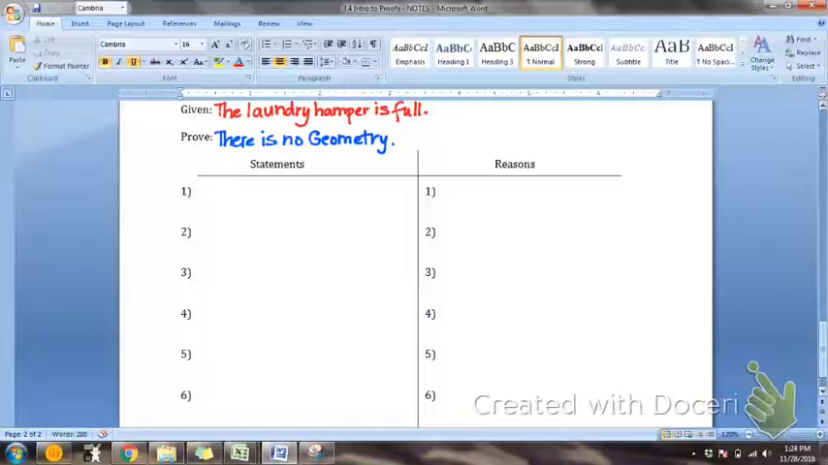Okay, we need to draw a diagram. What do we always draw a diagram of? The given or the prove? You guys remember? Look back. The given, right? So the laundry hamper is full. Yes, I want you to try to draw a picture of what that looks like to you.